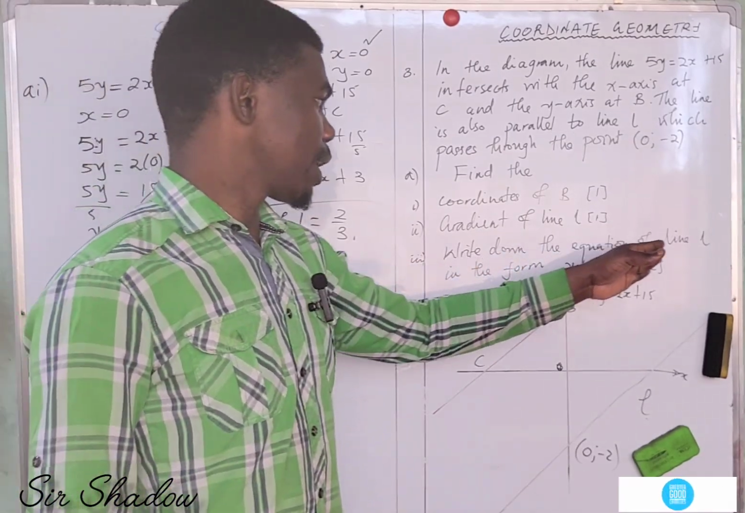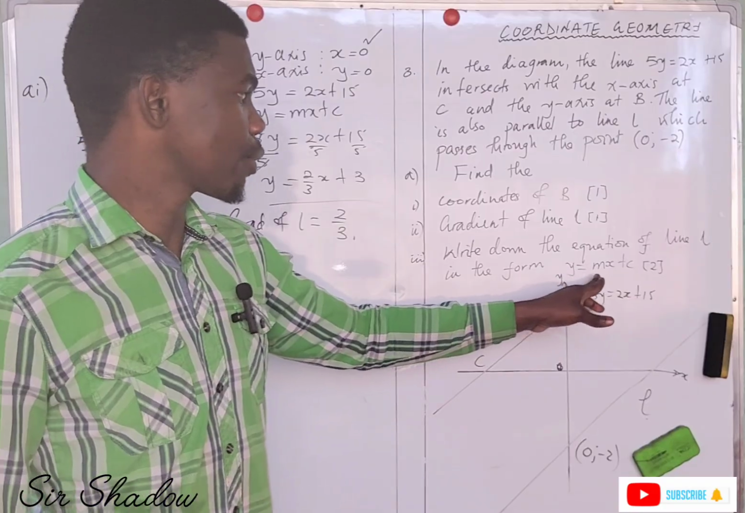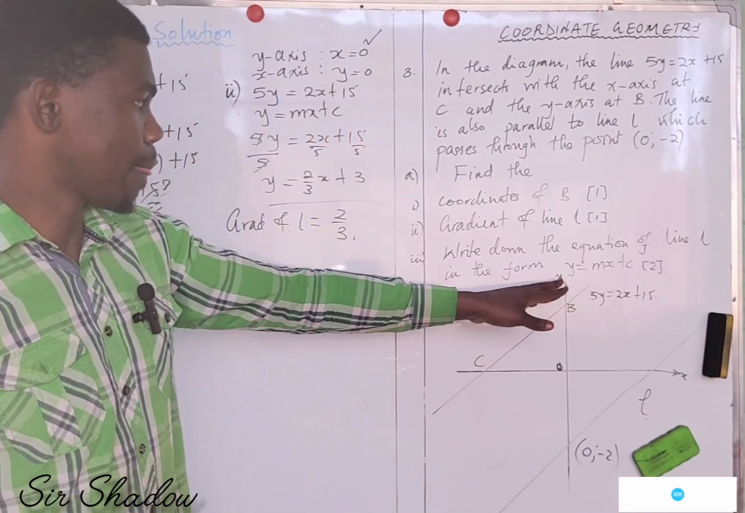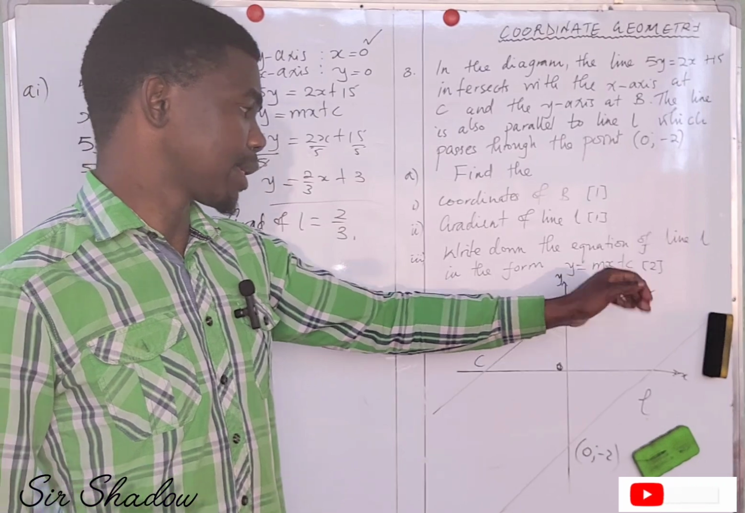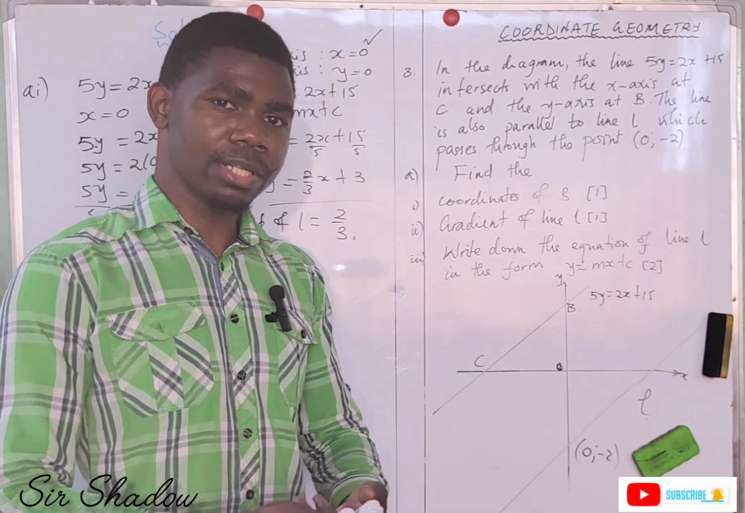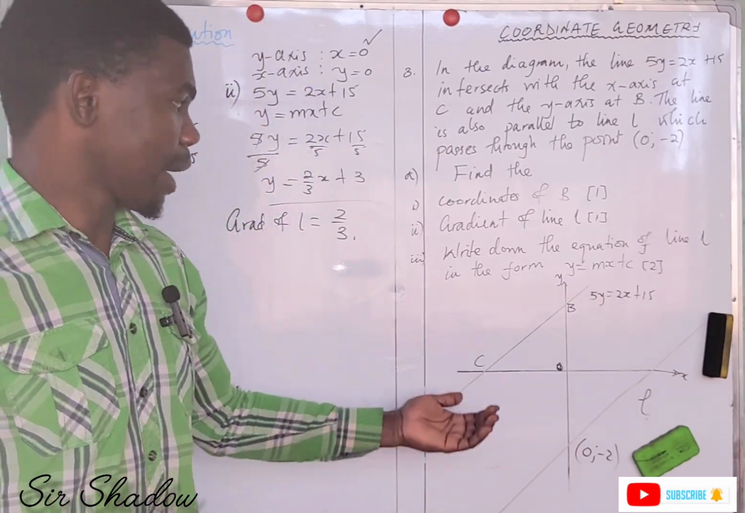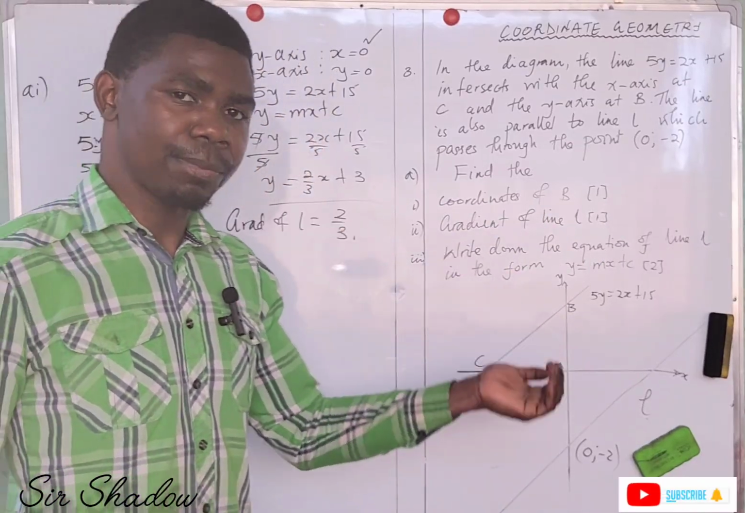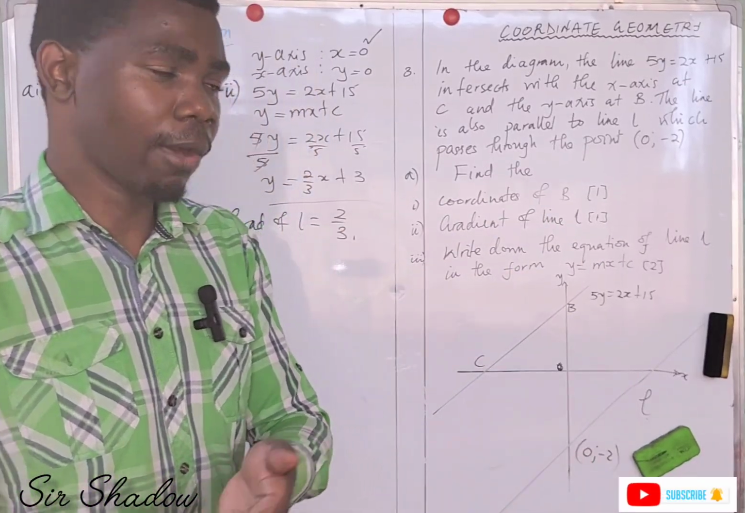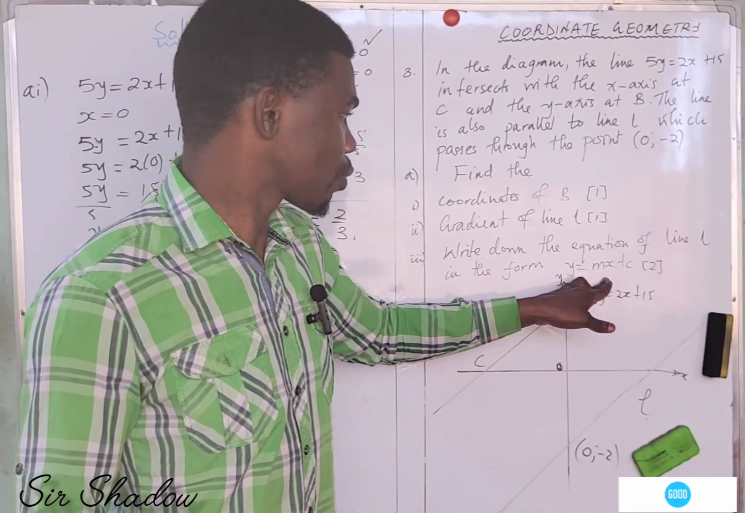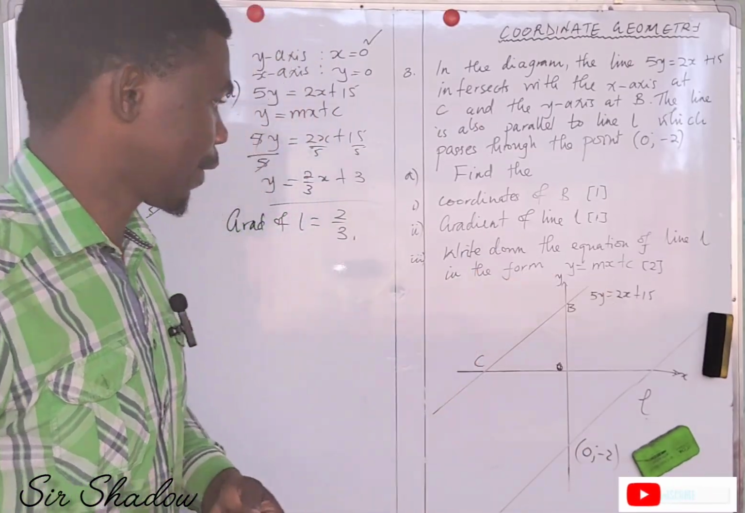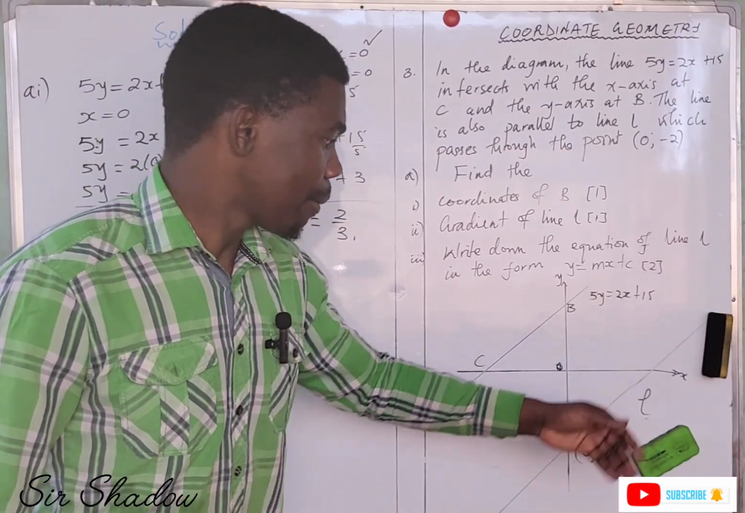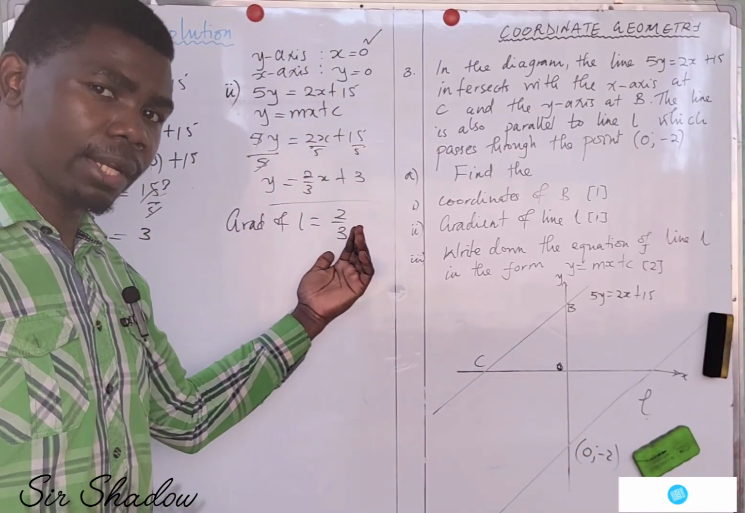Write down the equation of line L in the form y equals mx plus c. We want to write down the equation of line L, which is in the form y equals mx plus c. Why are you given this? Some questions you may be given, they come like, leave your answer in the form ay plus bx plus c equal to 0. There are several forms we can leave our solution for the equation of a line. All right, so remember, we want to find the equation of line L, but now we have the gradient, which is 2 over 3.